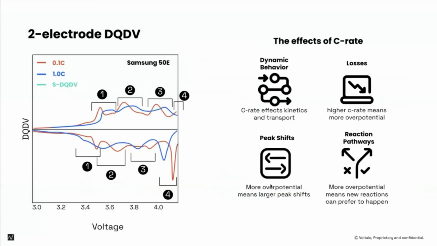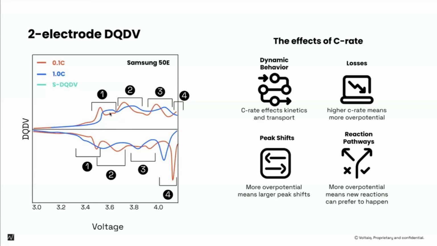Okay, now let's talk a little bit about the effective C rate. I've got a two-electrode measurement here. This is on a Samsung 50E cell, so this is an NCA chemistry. You can tell that, maybe not from this. It also has a little bit of silicon, as you can see by the little shoulder down here. And now I'm looking at two different C rates: one that's at 0.1 C and one that's at 1 C.